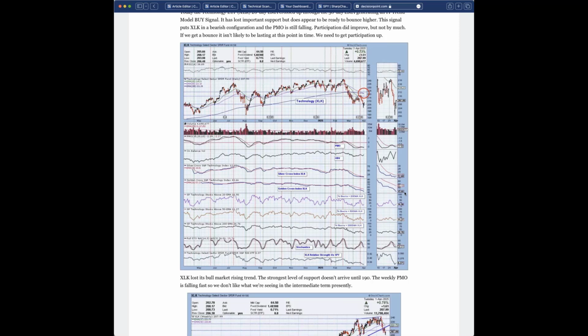And I mean, the good thing is they are, at least the Silver Cross Index has gotten oversold. So that tells us, you know, these participation readings are also oversold. So we could be looking at a bounce coming up here.